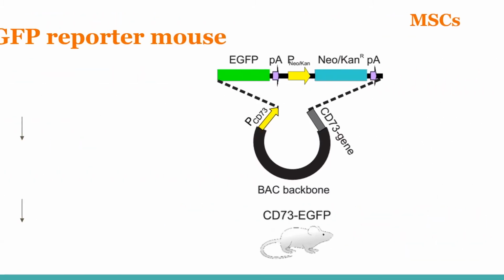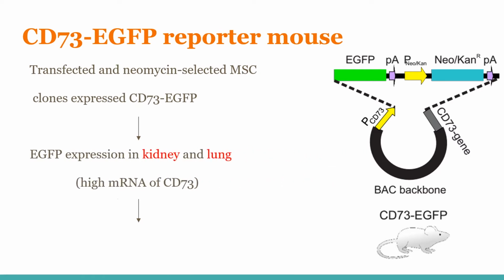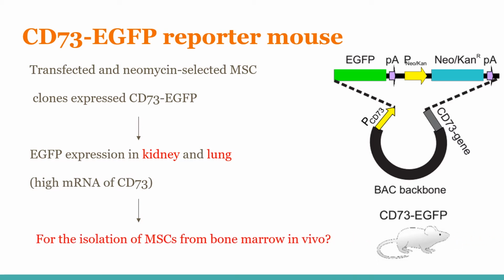of MSCs in vivo. So for checking the MSC in vivo, they generated a CD73 EGFP reporter mouse. They constructed a BAC vector. BAC is a bacterial artificial chromosome vector which contains the EGFP and the CD73 genes. And this vector was transferred into MSC, and the selected MSC can express the CD73 and EGFP.